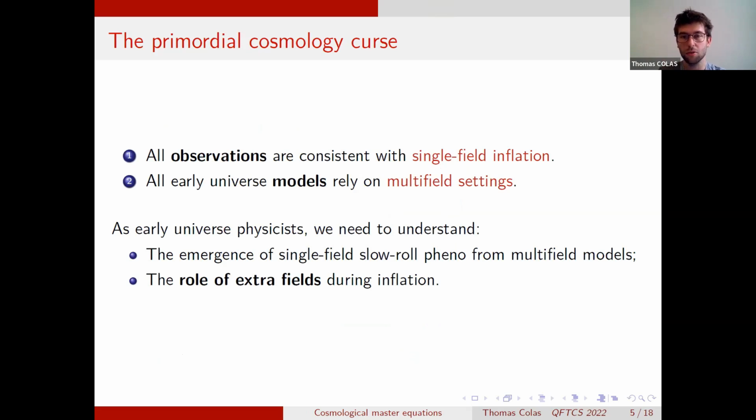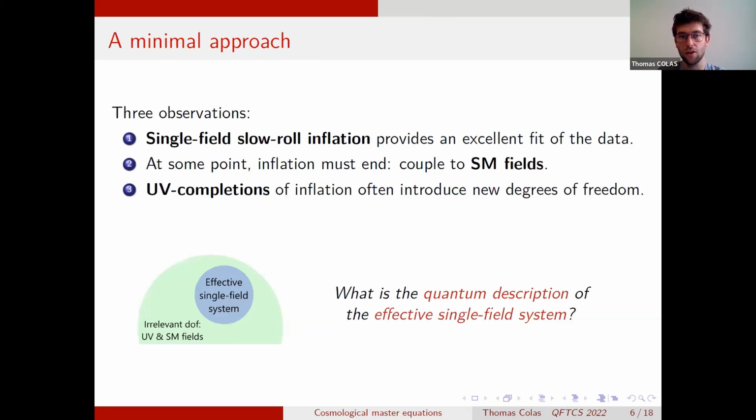In this presentation, we will adopt a very minimal approach based on three observations. The fact that single field slow-roll inflation provides a very good fit of the data, the fact that at some point inflation must end and connect to the physics of the standard model, and finally, the idea that if we want to embed inflation in a UV complete setting, we usually have to introduce new degrees of freedom. So the description that emerges from these three observations is that of an effective single field system embedded in a wider environment made of degrees of freedom that don't play a significant role during inflation. And the fundamental question we ask is, what is the quantum description of this effective single field system?